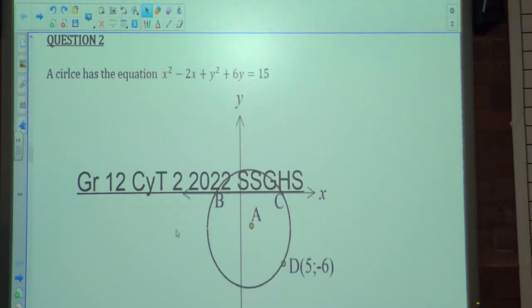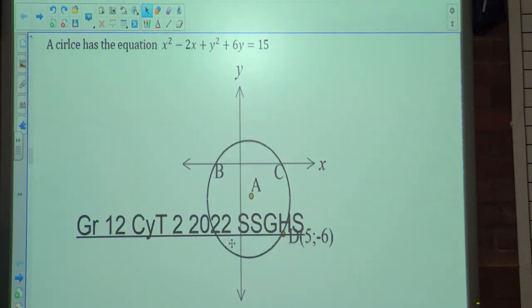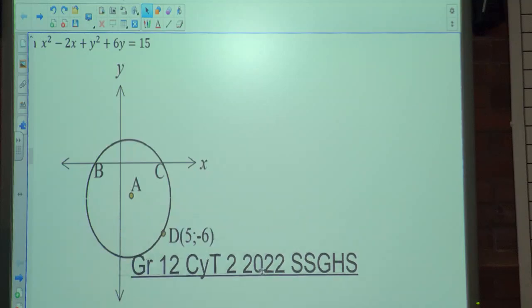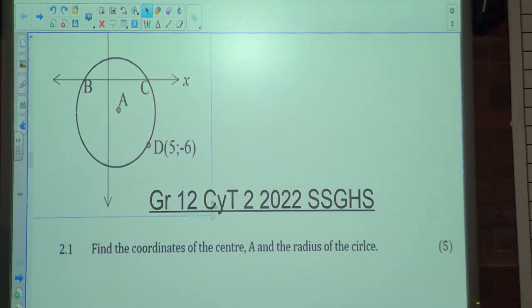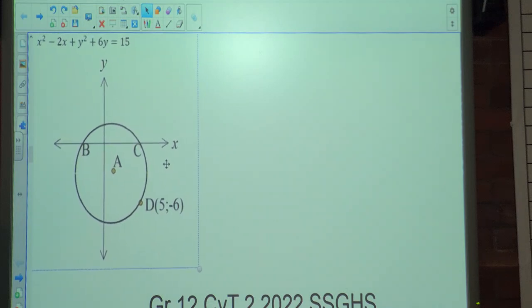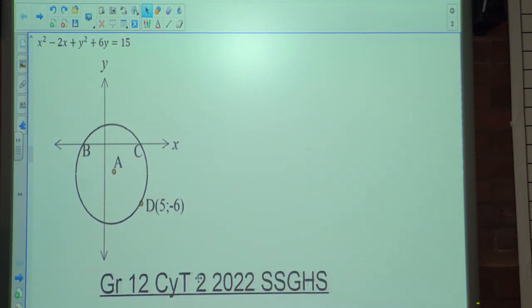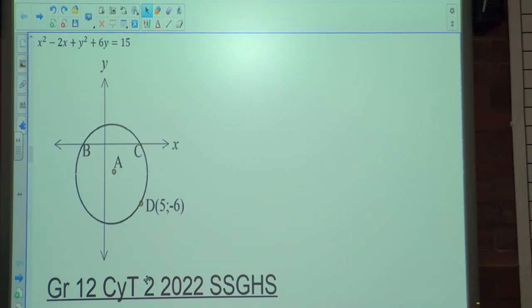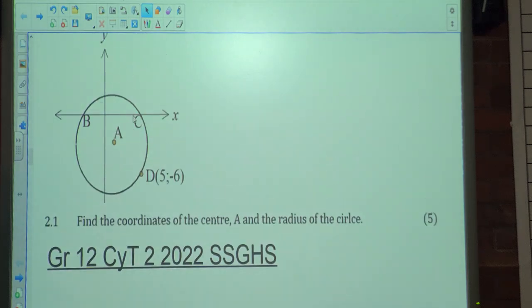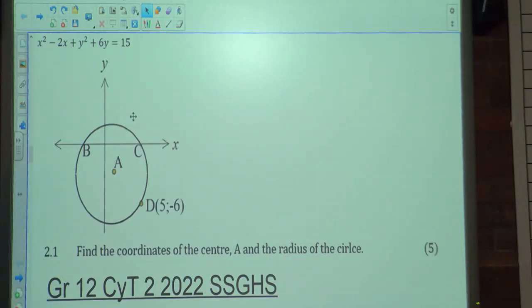Let's go to question 2. A circle has the equation x squared minus 2x plus y squared plus 6y is equal to 15. Okay, so we've got C, B, A, and D. Question says, find the center A and the radius of the circle.